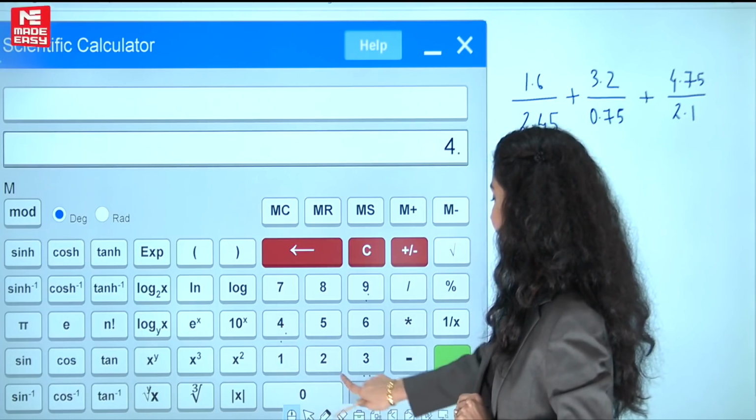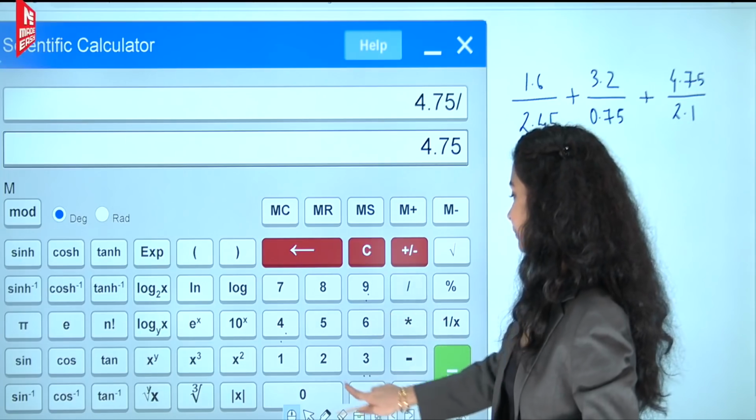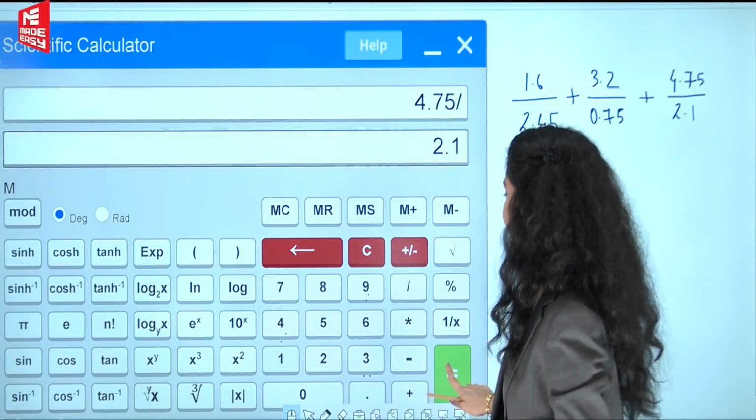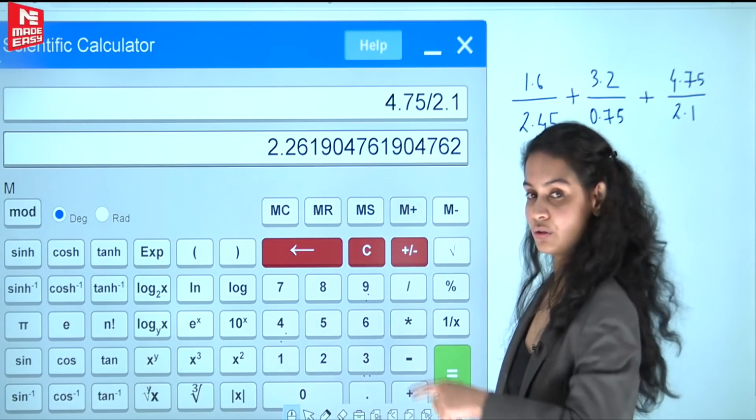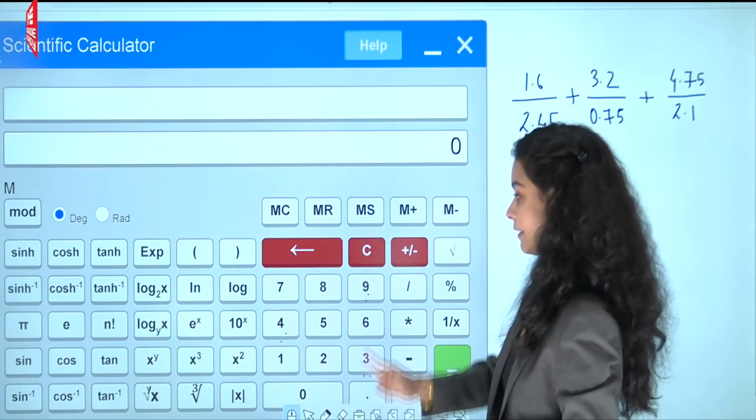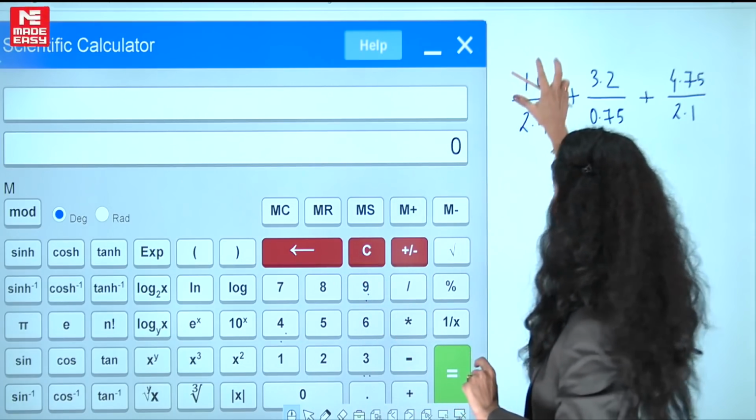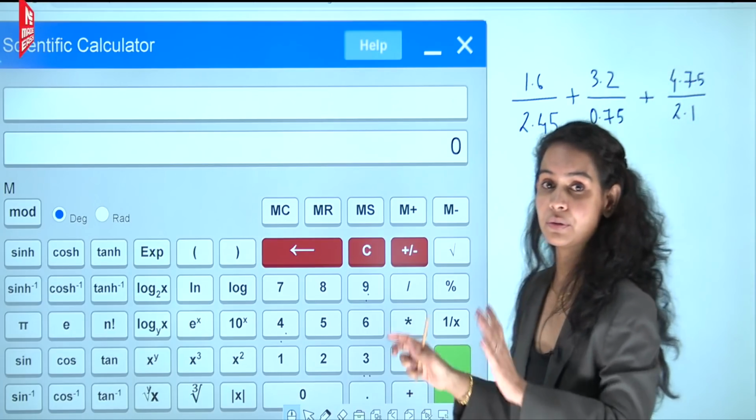So 4.75 divided by 2.1. Press equal to. Press M plus to store in computer's memory. Press C. Now all the three values are stored into computer's memory.